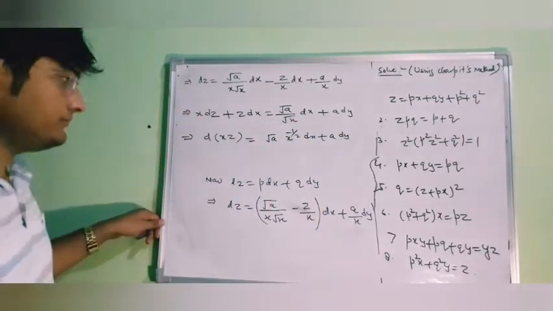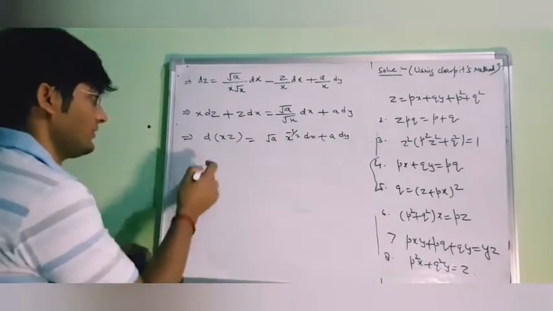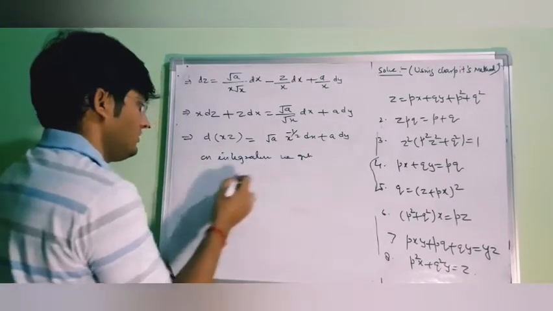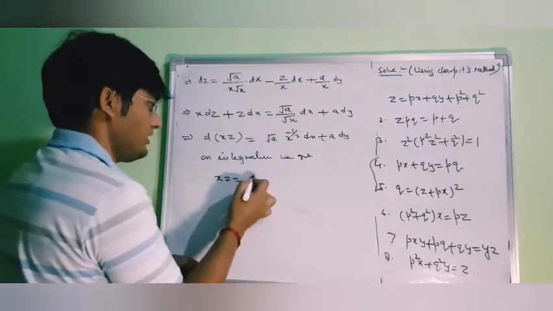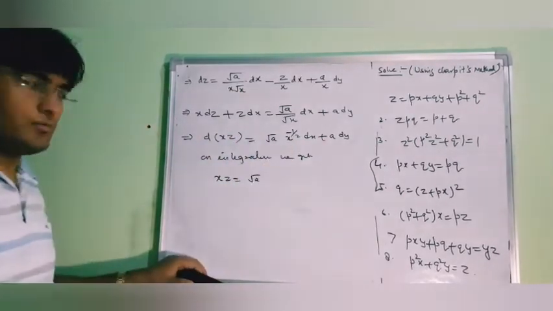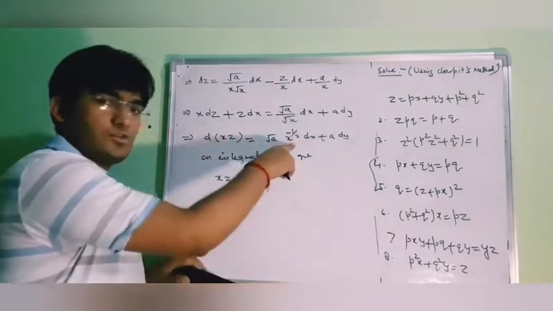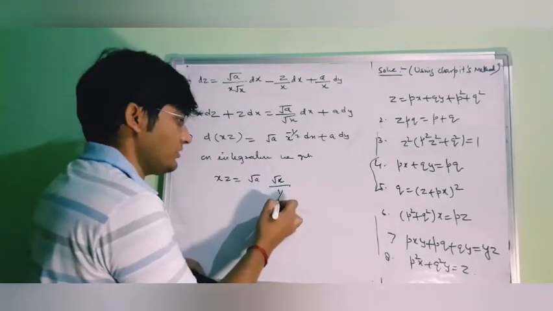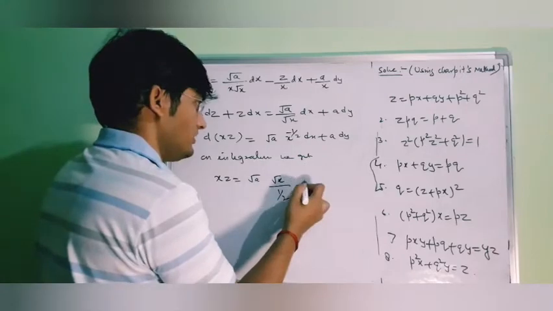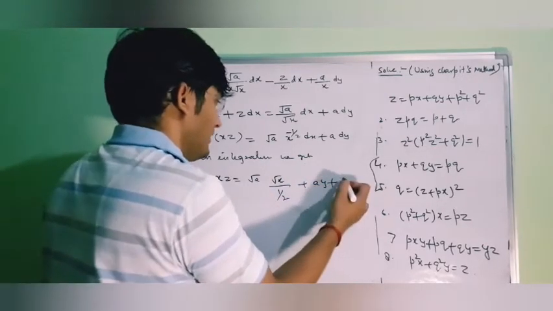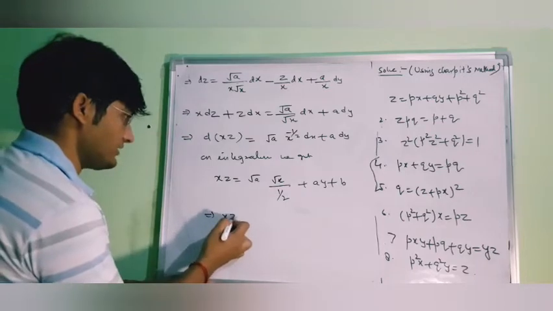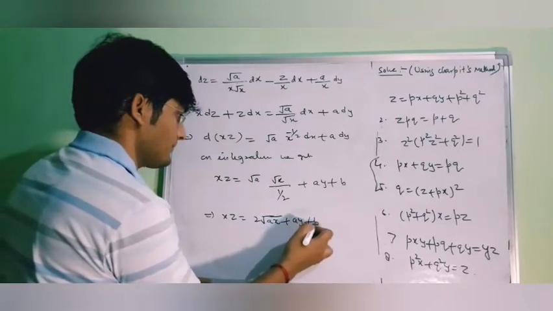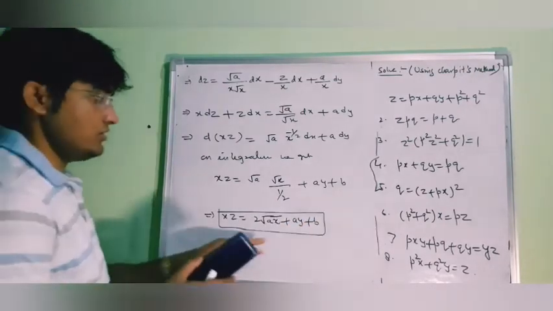So on integration we get xz equal to root a. Now the integration of x power minus half will be root x. Now the integration of x power n is x power n plus 1 upon n plus 1. So we will get root x divided by 1 by 2, plus a y plus some constant, say b. So this is your answer: xz equal to 2 times root a into x plus ay plus b. So this is your solution.